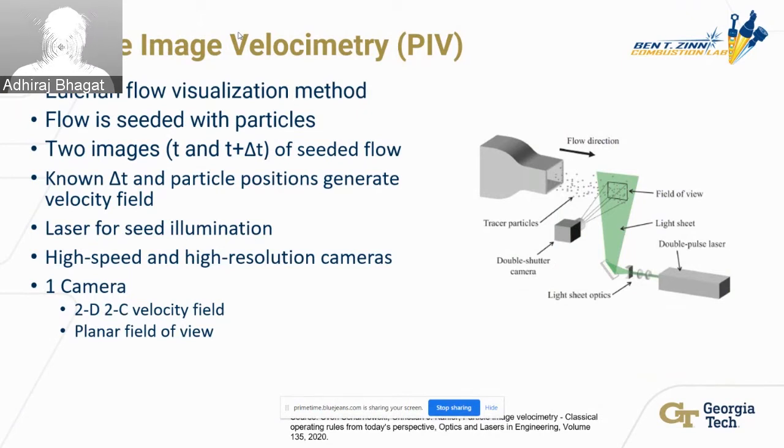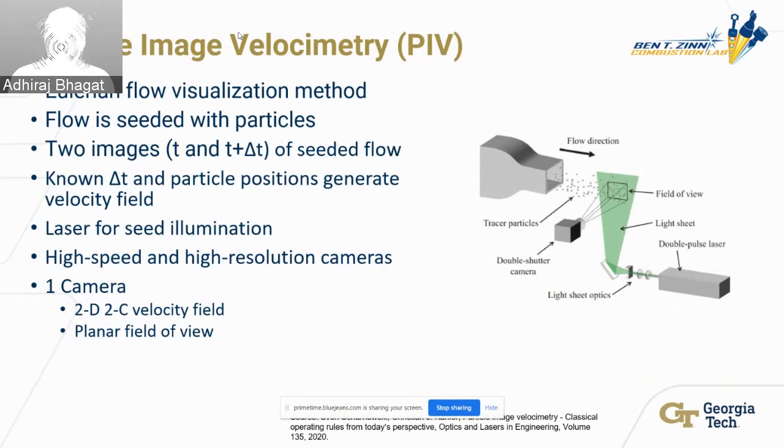When you use one camera, as usually done in PIV, you can get a two-dimensional velocity field of just a planar field of view. You have a laser sheet, and you have a domain within that sheet, and that's what you're imaging. And you can separate the in-plane components of the velocities.